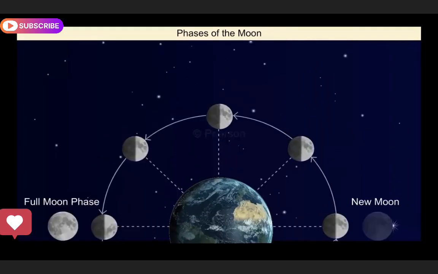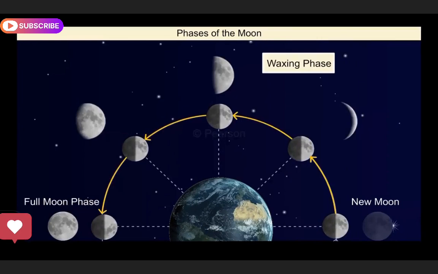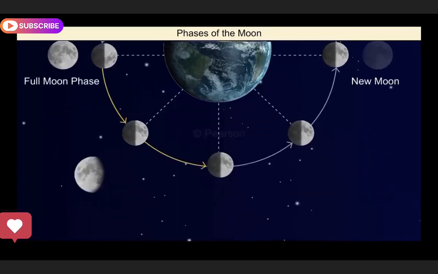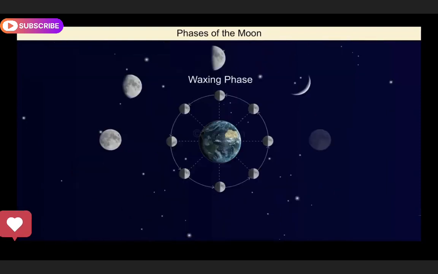From the new moon phase to the full moon phase, when the moon appears to be getting larger, we say that the moon is in the waxing phase. From the full moon phase to the new moon phase, when the moon appears to be reducing in size, we say that the moon is in the waning phase. During waxing and waning, we can observe three important phases of the moon.